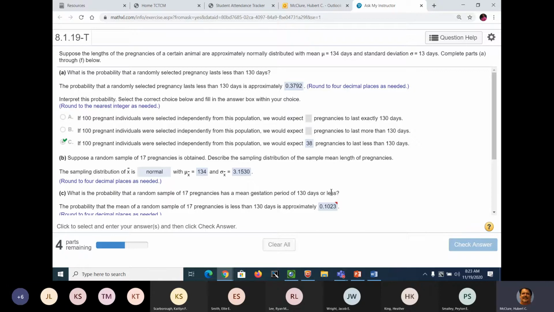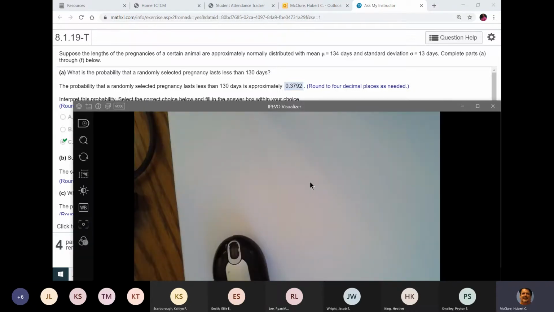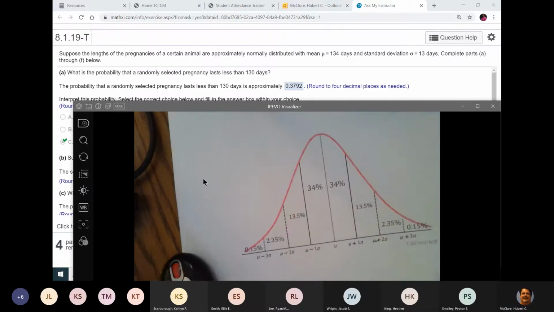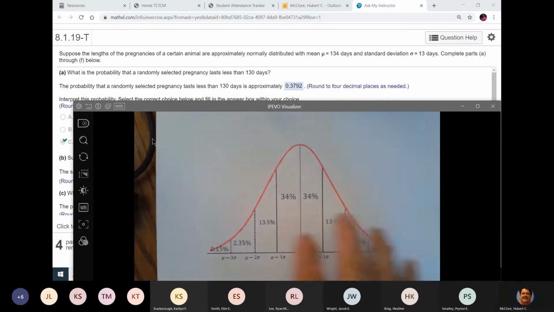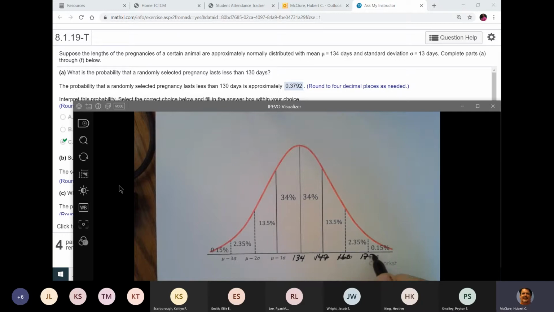Okay, so take our handy dandy picture of our bell curve, and it says a mean of 134 and a standard deviation of 13. So that's going to be 147. And 13 more would be what? 160 and 173. Somebody check my math, please.